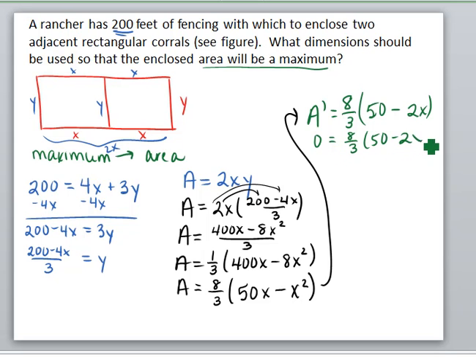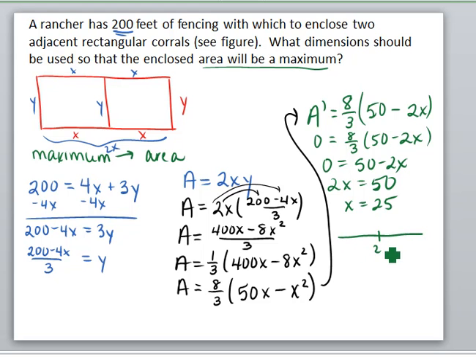And what I can do is get rid of this fraction, because when I divide by 8/3 on both sides, I get 0. Move the 2x over, and I get my x value is 25. So what that's basically telling me is when x is 25, it's the maximum, supposedly. You really should check your critical numbers to make sure that it's the max. So I will go ahead and do that in this problem.